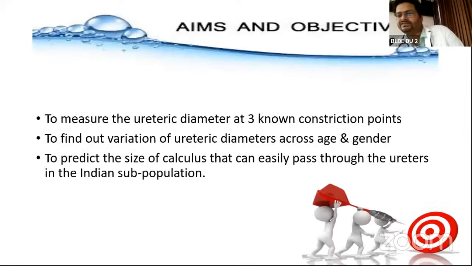The aims and objectives of my study were to measure the dimensions of the ureter at the three known constriction points, that is the pelviureteric junction, the iliac vessel crossing, and the vesicoureteric junction, to find out the variation of ureteric diameters across gender and age, and to predict the size of calculus that can easily pass through the ureters in the Indian subpopulation.